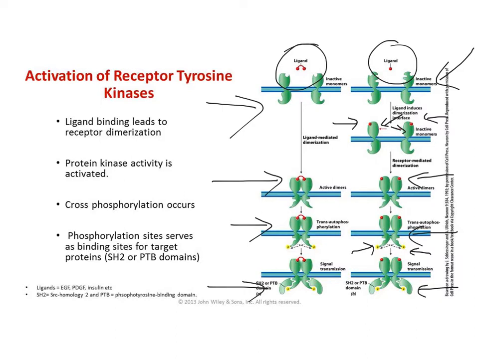specific target proteins. So regardless of the initial dimerization, whether it be one ligand that binds to two receptors at the same time, or separate ligands that lead to a conformational state change that now leads to a higher affinity for these two receptors, regardless, that activation occurs due to this dimerization, which leads to cross-phosphorylation, and that serves as docking sites for specific proteins. The specific proteins that bind to these phosphorylated residues have been found to have important domains called SH2 domains or PTB domains.